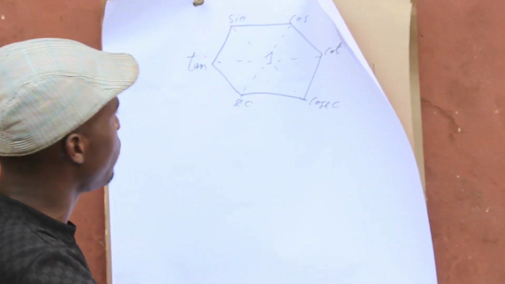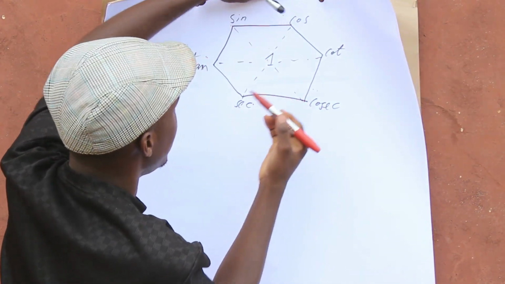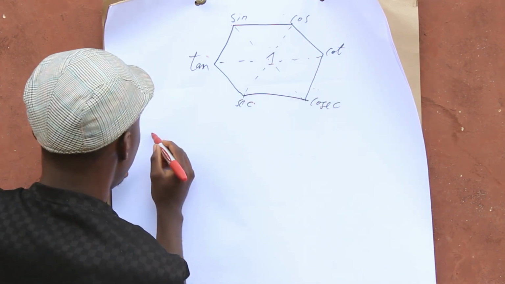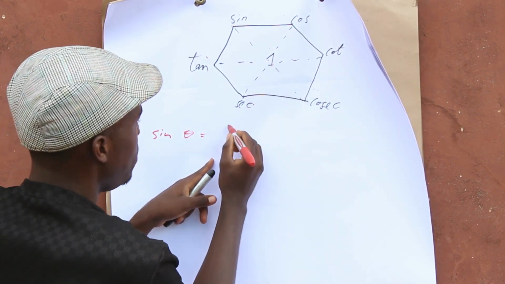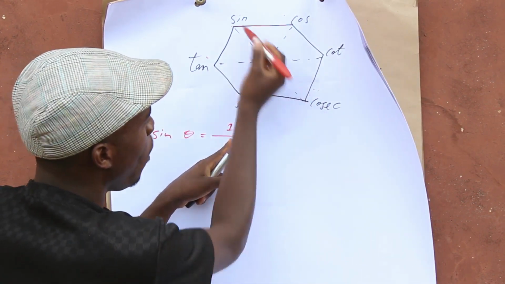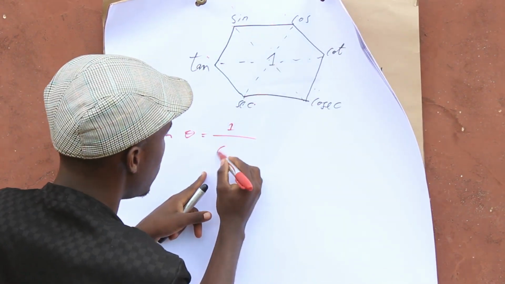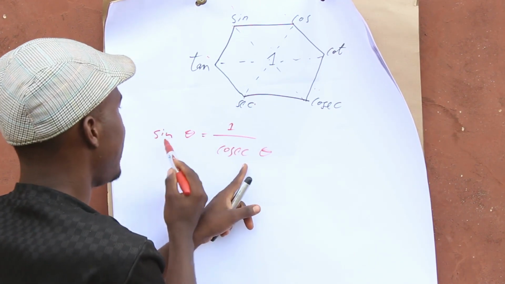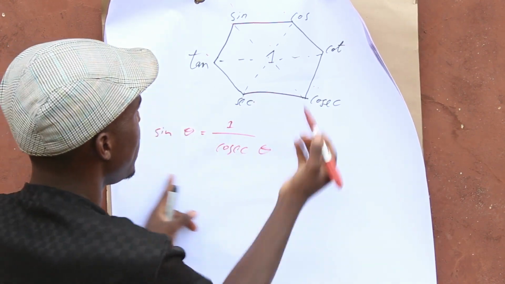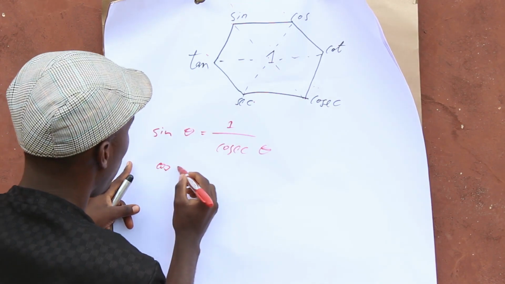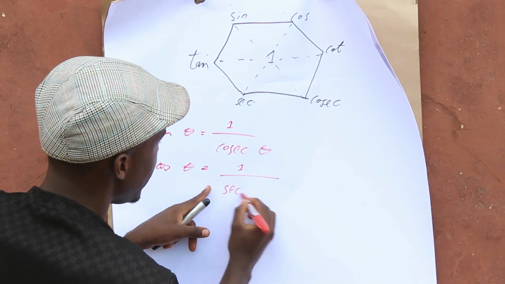Well, let's use the 1 in the middle again. Here you see functions at the opposite vertices. So if you want to derive for sine, you write sine theta is equal to 1 over what's in the opposite. What's the opposite function for sine in this instance? It's cosec theta. So sine theta is equal to 1 over cosec theta. You can also come here: cos theta is equal to 1 over sec theta.